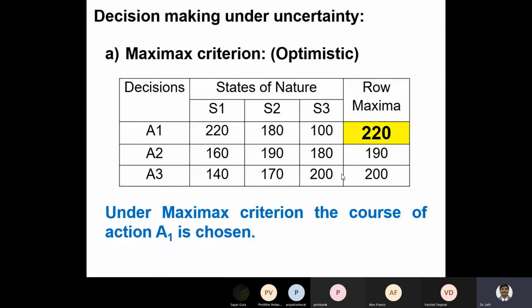Simple logic. Basically, maximax criteria is an optimistic criteria, usually adopted by an aggressive or adventurous decision maker. In this criteria, the decision maker is very much optimistic about the state of nature. He believes that no matter which decision he takes, he gets the best support from nature.